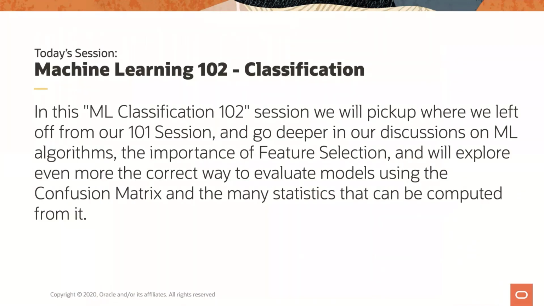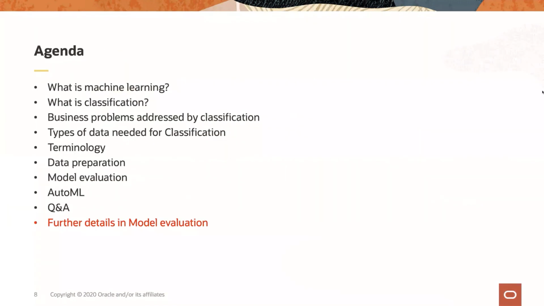So for today's session, Machine Learning 102 classification. In this session, we'll pick up where we left off from our 101 session, go deeper into discussions on ML algorithms, the importance of feature selection, and explore even more the correct way to evaluate models using the confusion matrix and the many statistics that can be computed from it. So without further ado, we'll pass it off to Marcos.